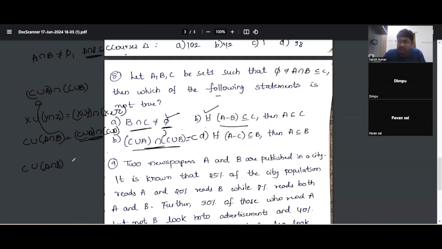Now what he is saying is that this is equal to C. Yes or no? Absolutely yes. Why? Because A intersection B is already a subset of C. That means all the elements in A intersection B are elements that are in C. Now A intersection B has elements that are in C or fewer than C. So when I take the union with C, obviously the output is C. So this is also a true statement.